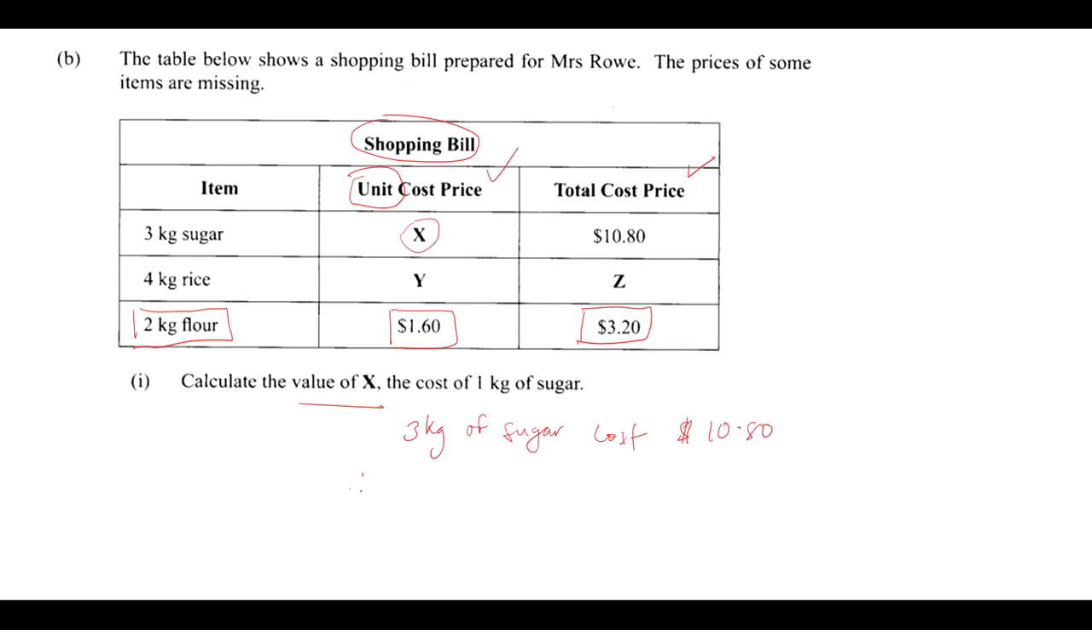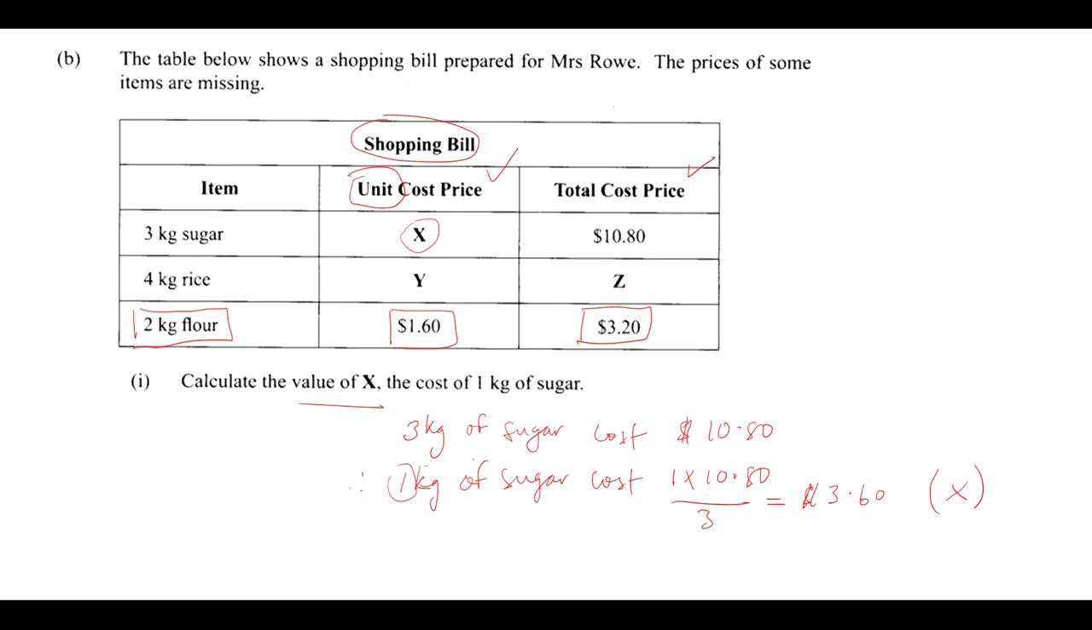Right? Therefore, 1 kilogram of sugar costs... what you have to do is take the 1, simply a cross multiply I'm doing. So it's 1 multiplied by 10.80 all over 3, and that'll give me 10.8 divided by 3, and that gives me $3.60. So this will be $3.60. So that is the cost of 1 kilogram of sugar. So therefore this $3.60 is the value for x.